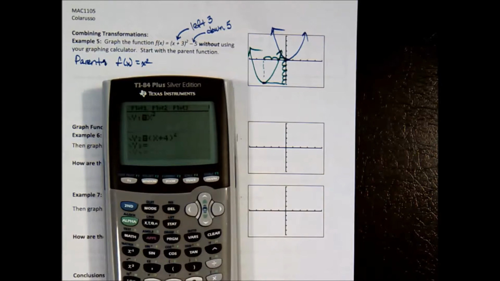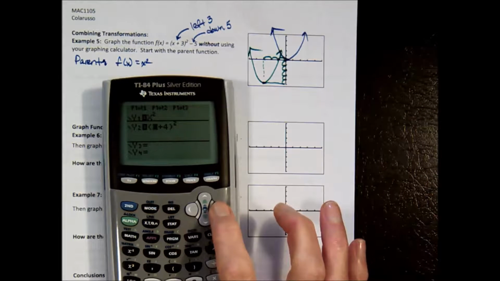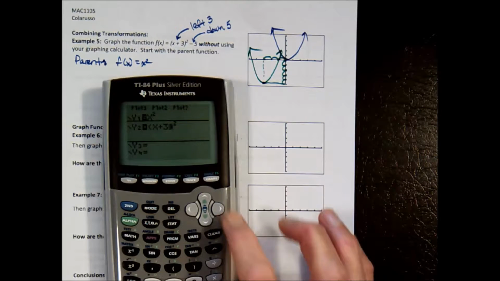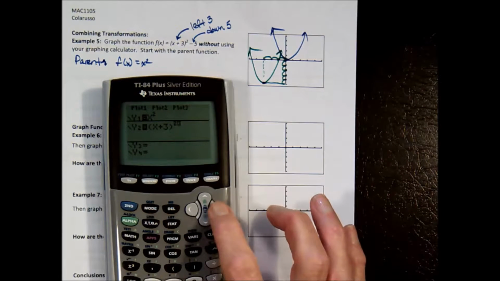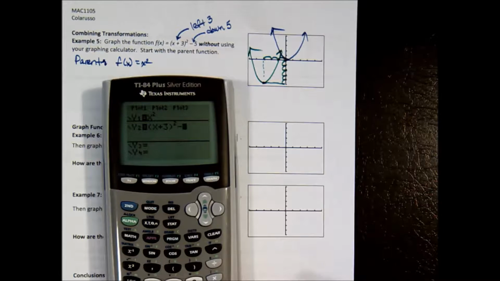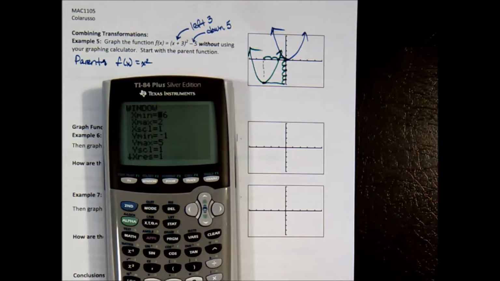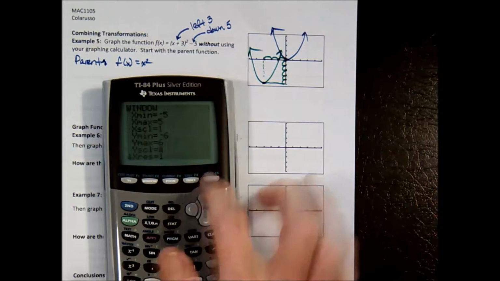Go into y equals, leave your first one the same, just scroll over, and we're going to put plus 3, and then keep scrolling over, and now put take away 5. Hit enter. Now go into window, and let's change this to negative 5, 5 for our x, and let's do our y as negative 6, 6. All right, hit graph, and let's see if we were right.